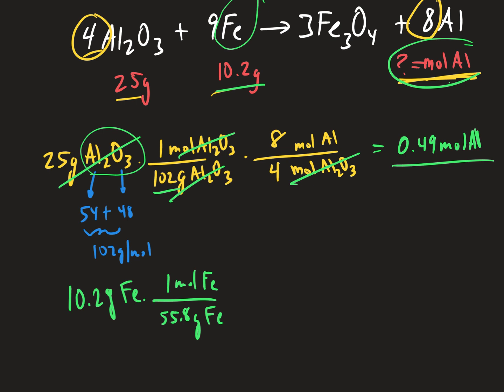All right. So we can see that grams of iron go away. And what's the mole-to-mole ratio, with moles of iron on the bottom so it can cancel?